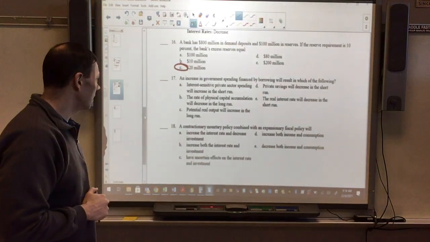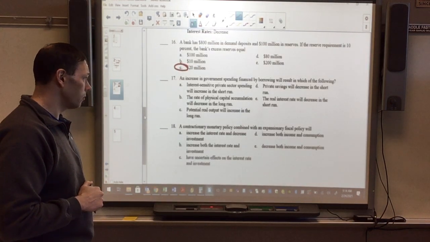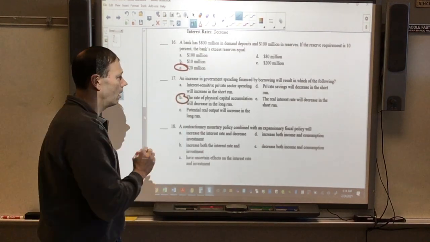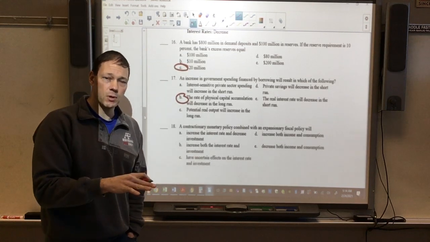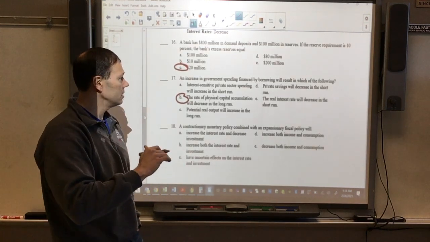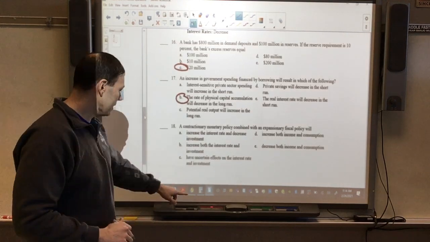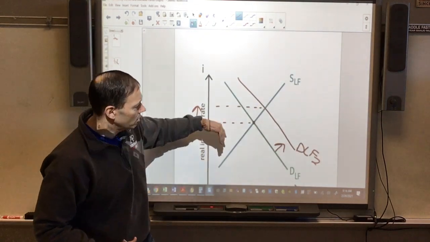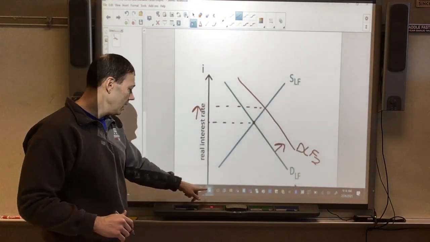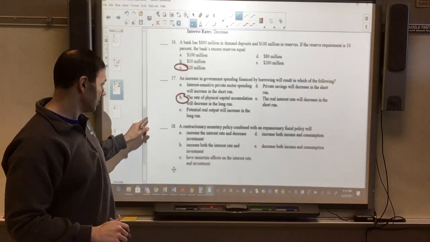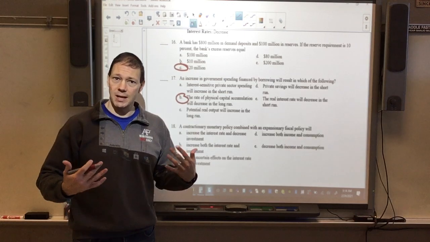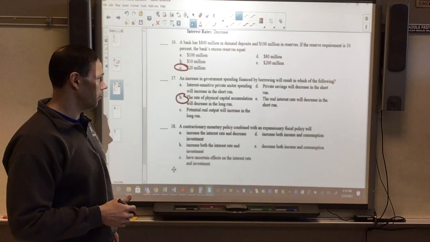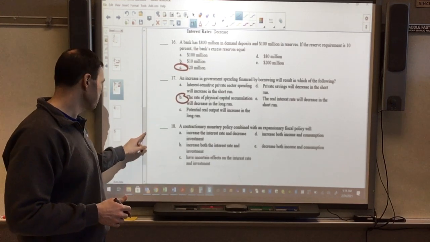All right, number 17, an increase in government spending financed by borrowing will result in which of the following? And so best answer here is B. So again, why do we have this? This is coming back to what we talked about just a second ago. Government borrowing money will make interest rates go up. Again, you could either look at it here or look at it here, which is probably the easier way. So demand for loanable funds goes up, interest rates go up. Interest rates go up, we have less investment. Less investment in capital and machinery and equipment and things like that by businesses, and that means less future growth. So that's why we got B there.